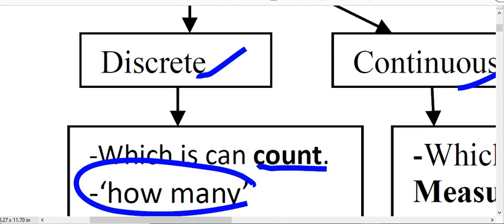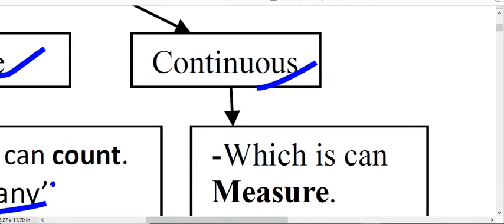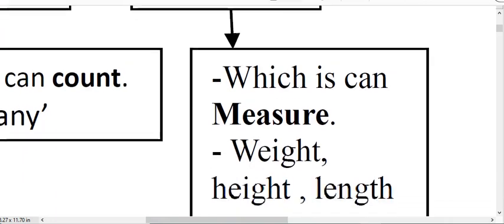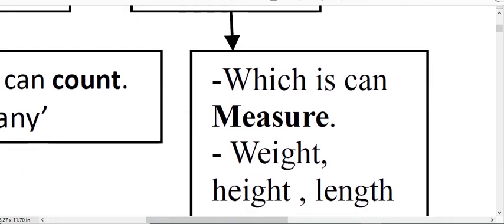What is continuous? Continuous is something that you can measure. For example, the length, the weight, the height, and so on.